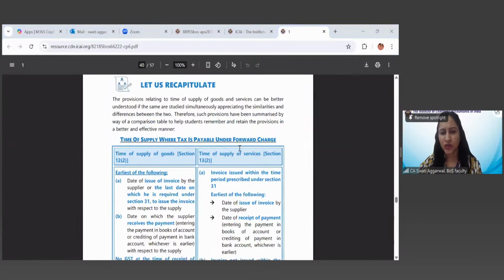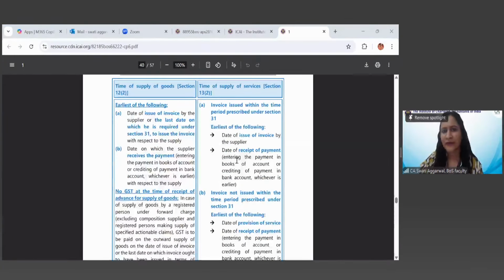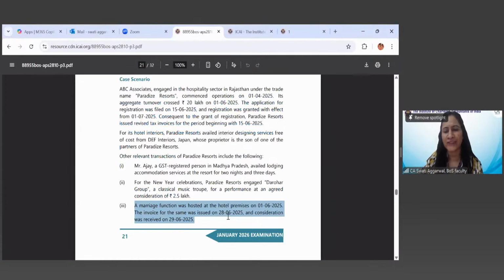If the invoice is issued within the time limit, right, clause A is applicable. And what is the time of supply? It is the earlier of the following: date of issue of invoice and date of receipt of payment. In our case, the date of issue of invoice is 28th June and receipt of payment is 29th June, whichever is earlier.